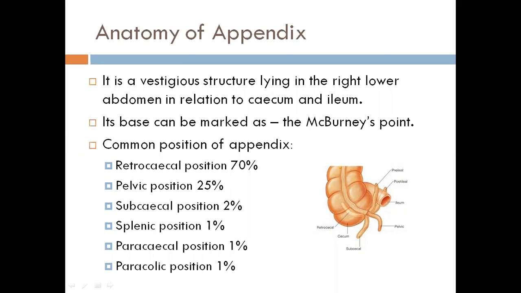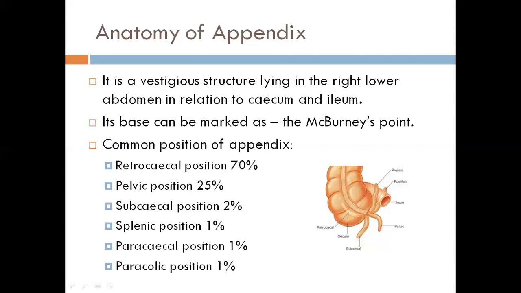cecum and ileum. If we talk embryologically, the appendix is a continuation of the cecum from its inferior tip, and the appendix is shaped like an inverted pyramid. With the rapid growth of the right side and inferior aspect of the cecum, it rotates the appendix to its adult position. Now, if we want to mark its base, then it is marked as the McBurney's point.